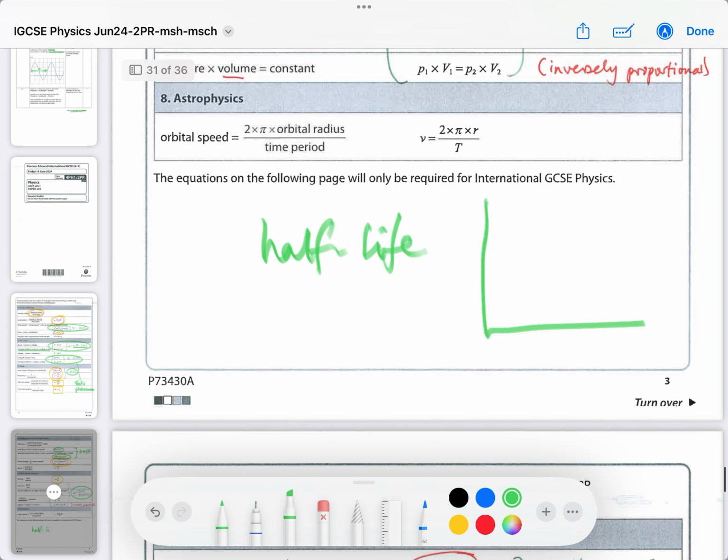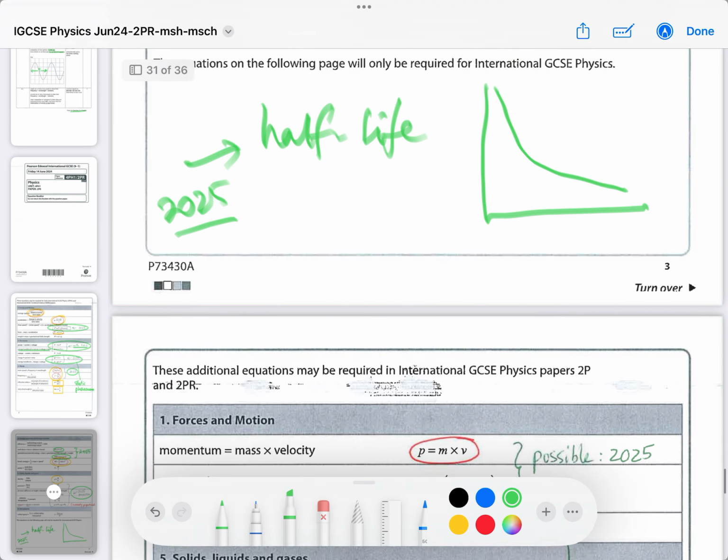They're going to give you activity against time, and they want you to be able to measure the half-life. Okay, I'm pretty sure they're going to do that in 2025. It certainly is one that you should be prepared for.